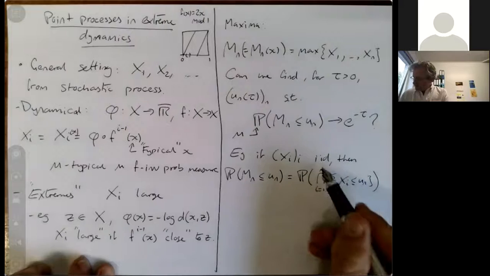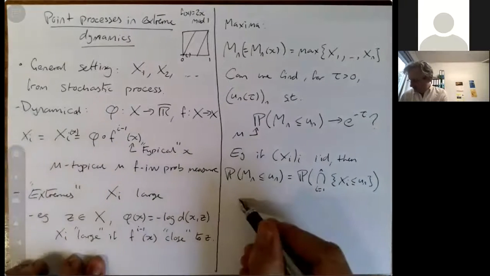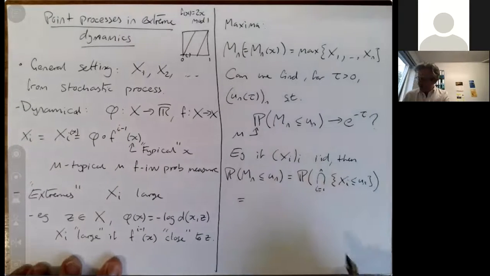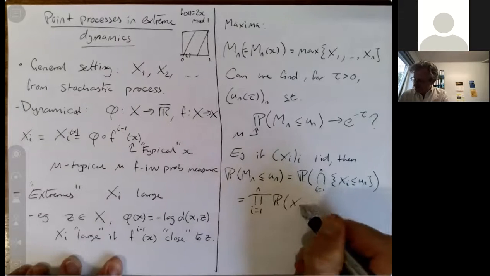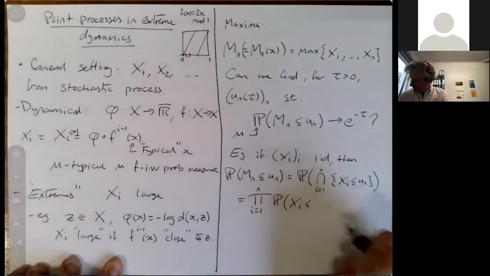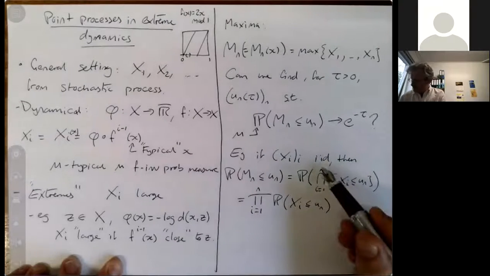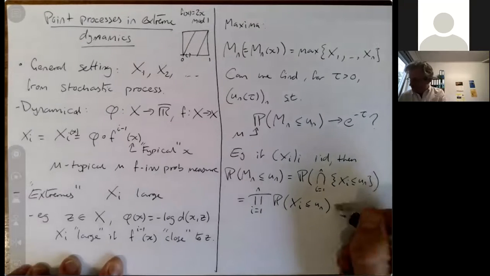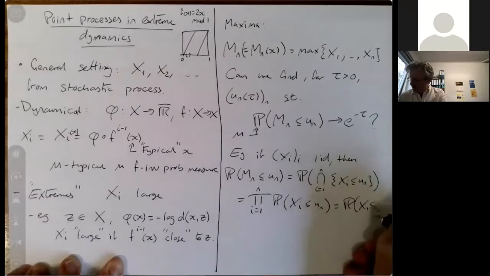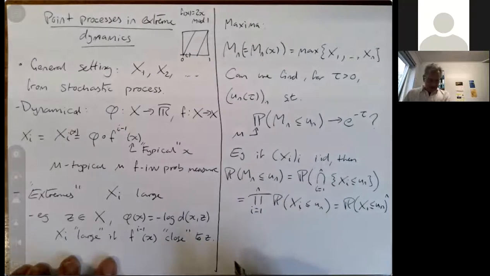And because I'm assuming that these are independent, which is not the case in this dynamical context, but let's pretend we're in a nice situation. If they're independent, the probability of the intersection is the product of the probabilities. And if I'm assuming that they are identically distributed, it doesn't matter. I can just replace this i with a 1 if I wanted to. So that's the same as the probability x1 is less than or equal to un, to the power n, right? Each of these is the same, so I can just plug in whatever index I want there. Okay, so I've got that.